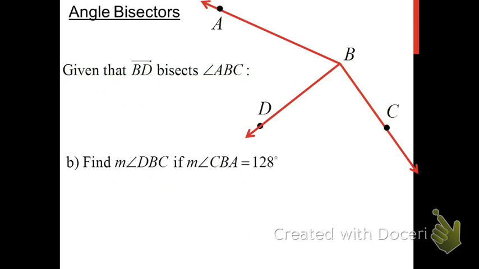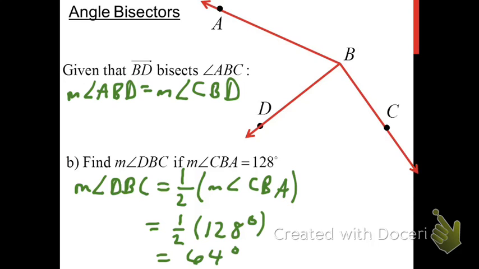Alright, same information. Try to answer this one on your own, then watch me do it. Pause the video, please. Alright, here you see the answer. Should have gotten 64 degrees for the measure of angle DBC. Now, if you notice in the picture, the angle measure that I gave to you, angle CBA or angle ABC, whichever way you want to call it, that was the larger angle in the picture, the 128 degree angle.